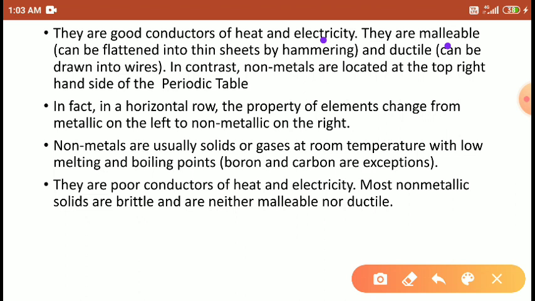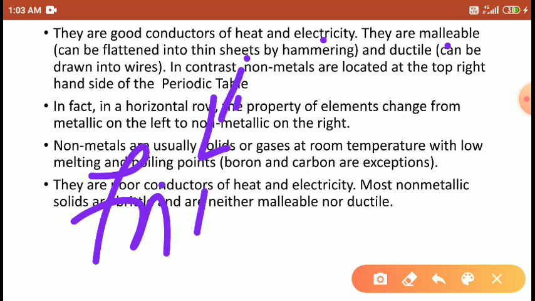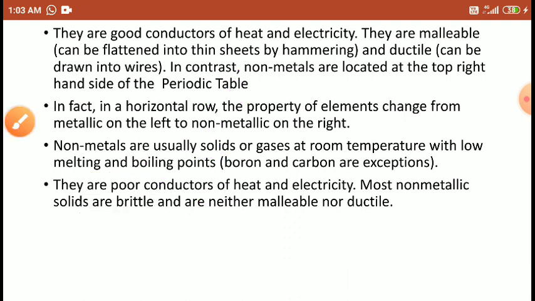because when beaten with a hammer, they turn into a thin sheet, and beaten again, they turn into foil, students. The aluminum foil is used in packing food material, the wrappers of chocolates, cigarettes. And ductile, they can be drawn into wire. The non-metals are on the top right hand side of the periodic table.